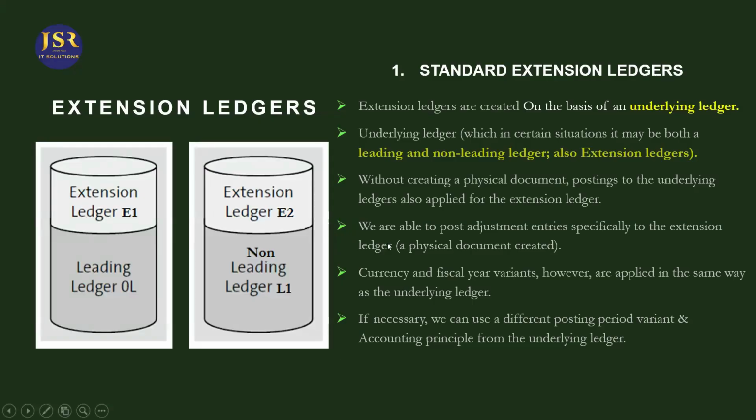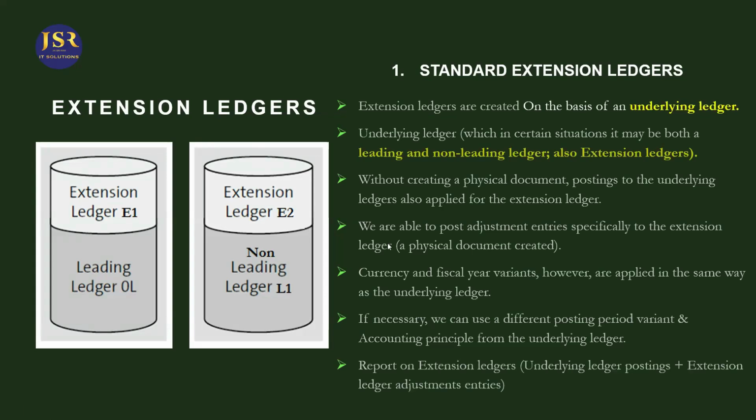Next we have reports and the extension ledger. Underlying ledger postings, 100% of values, are in the extension ledger. Next, adjustment entries of the extension ledger are posted. Both together, only the extension ledger report will show you.